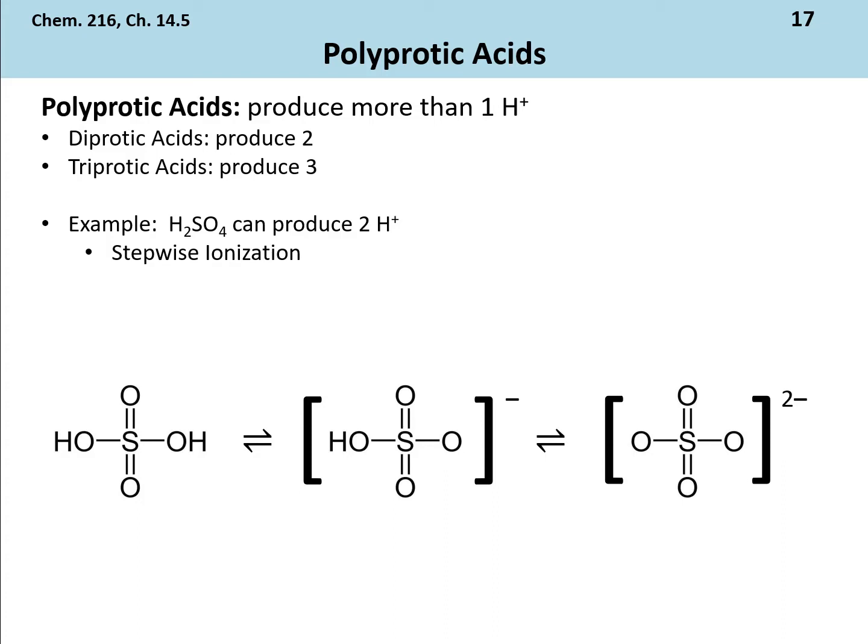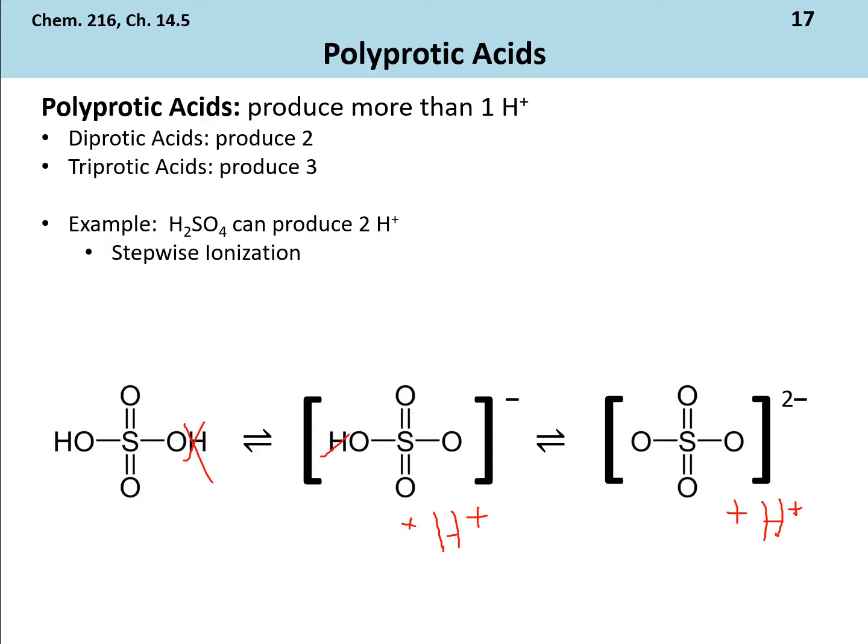It goes ahead and loses one of these hydrogens to become HSO4-. Because it's losing an H+, it's now negative. This compound can then lose a second hydrogen to become SO4 2-. It lost another positive thing, so that makes it more negative. This is called stepwise ionization.